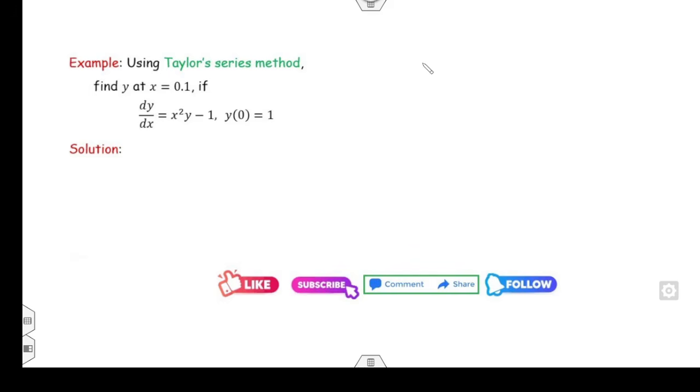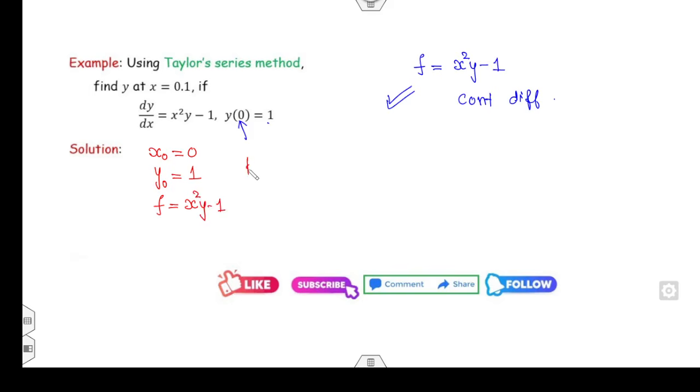First of all, can you apply the Taylor method? Your function is x square y minus 1, which is continuous and differentiable at the point (0, 1). So yes, the Taylor method is applicable. What is given to you? x naught is 0, y naught is 1. Your function f is x square y minus 1, and you can find the value of h as x minus x naught. What is the x, your required target?